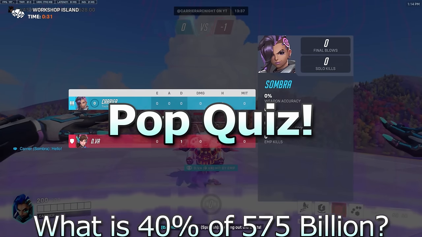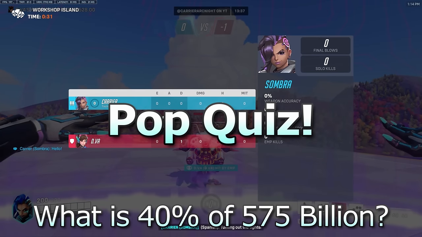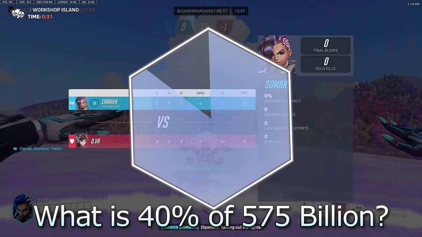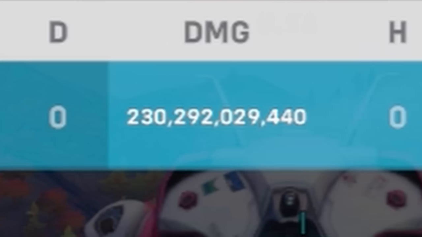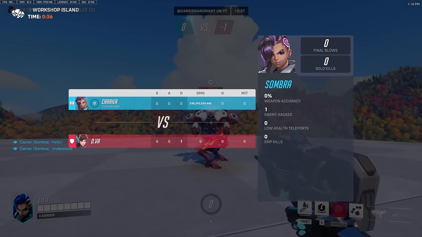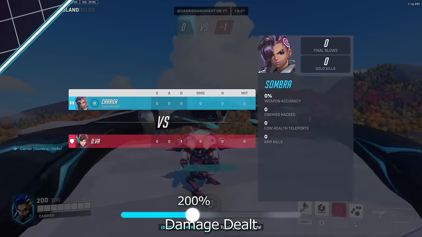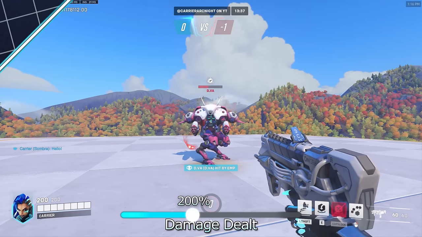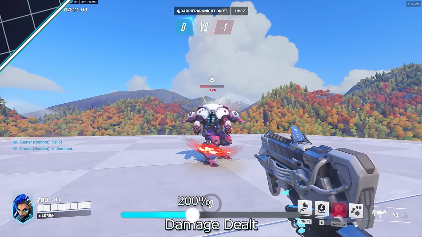Pop quiz. What is 40% of 575 billion? It's actually correct this time. This makes things a lot easier, doesn't it? This means that we will only need to boost damage by 250% to deal 100% of their health as damage.